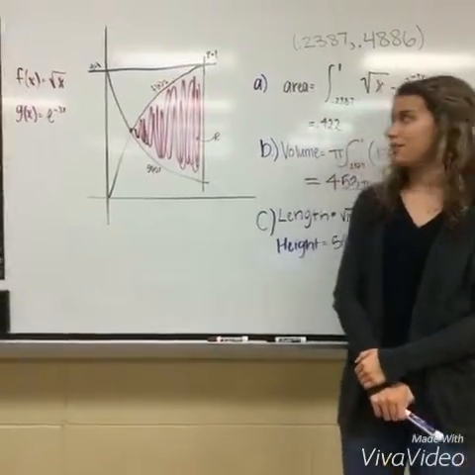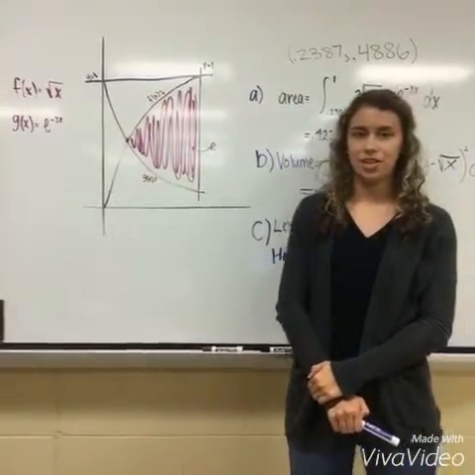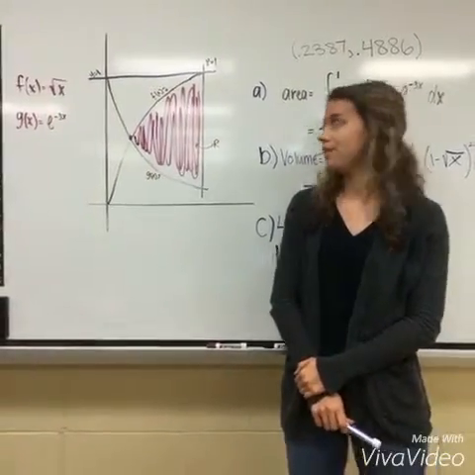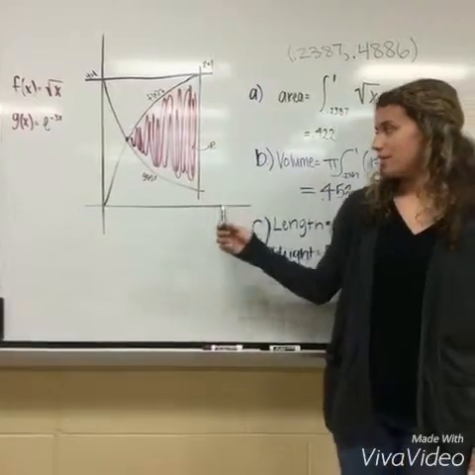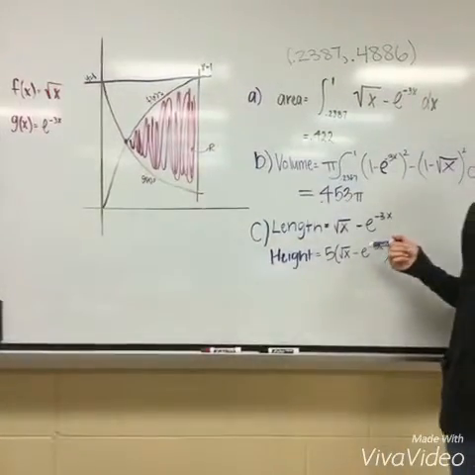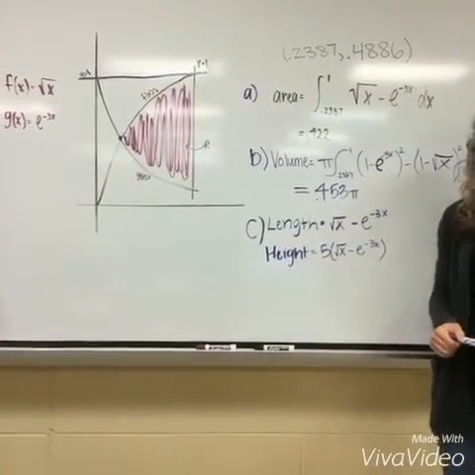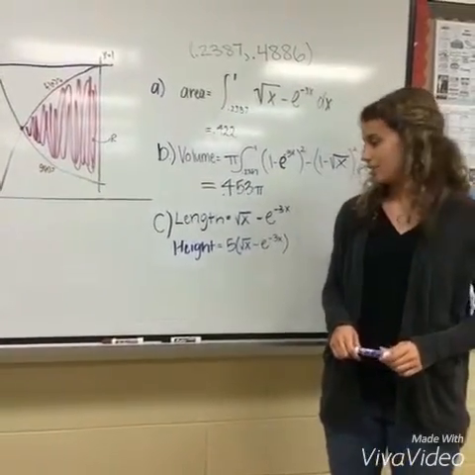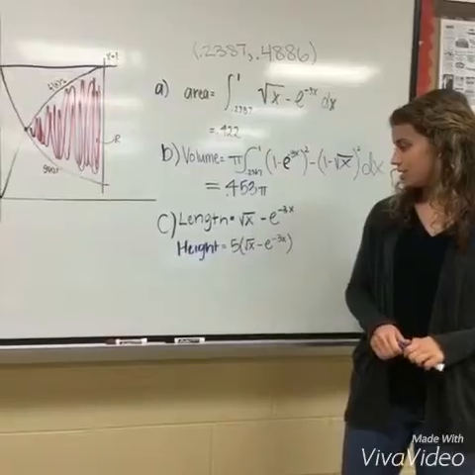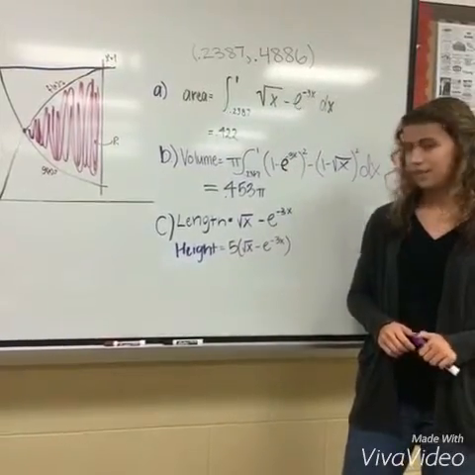Part C is asking for the volume of R using rectangular cross sections with a height 5 times the length. The length of R is going to be the top function minus the bottom function, so the length is going to be the square root of x minus e to the negative 3x. Since the height is 5 times the length, the height is just going to be 5 times the square root of x minus e to the negative 3x.